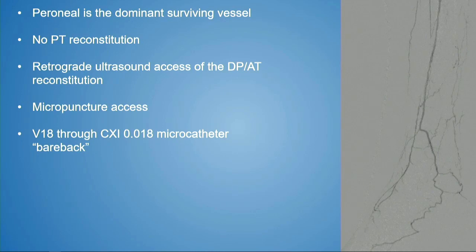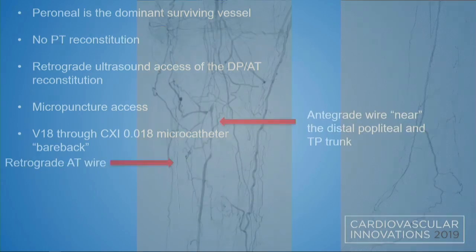Therefore, we took a look down at the foot. That peroneal is the surviving dominant vessel. It's the inline flow to the foot. There's no reconstitution of the PT, but we did have this dorsalis pedis. The opportunity to target that DP through the AT was one we chose because it allowed us to avoid actually accessing the deep peroneal, also allowed us to avoid accessing and occluding the one vessel runoff to the foot. So micropuncture access to that AT, V18 up through a CXI-018 microcatheter.